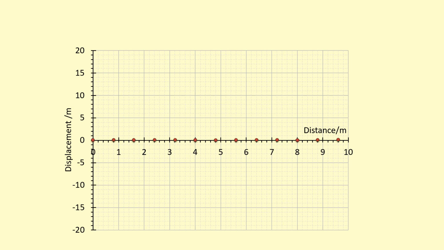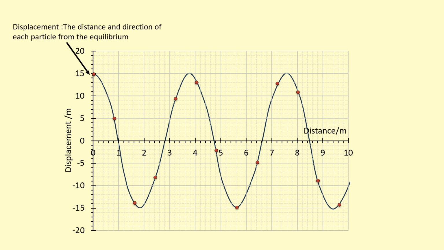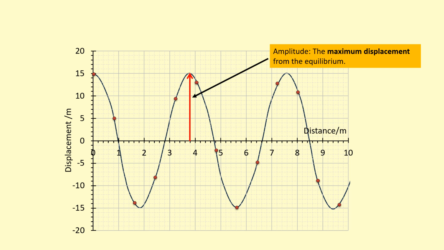So here, a displacement of 0 means that's where all the particles are when there's no waves, when they're all at rest. We say they're in equilibrium. Okay, but when there is a wave, they get displaced, they get moved up or down. So displacement is the distance and direction of each particle, if the wave is made out of particles, from the equilibrium position.